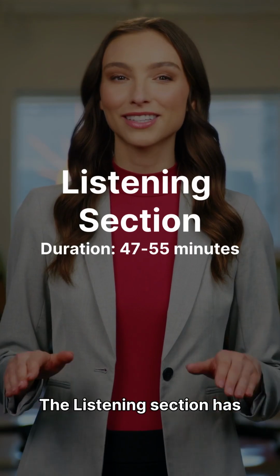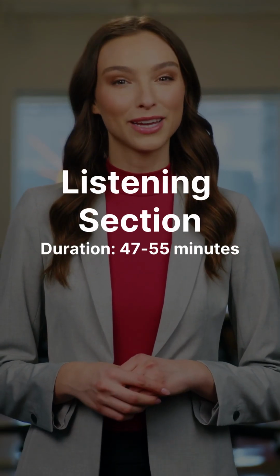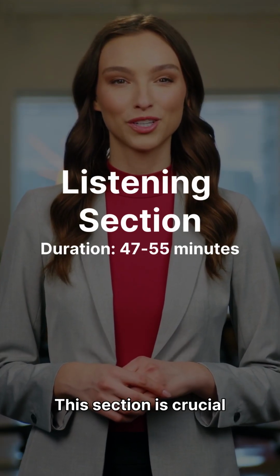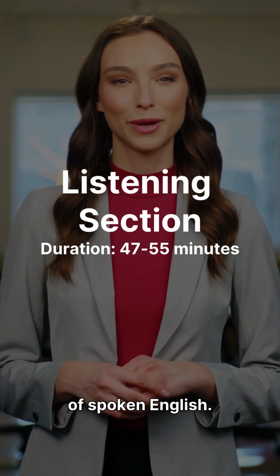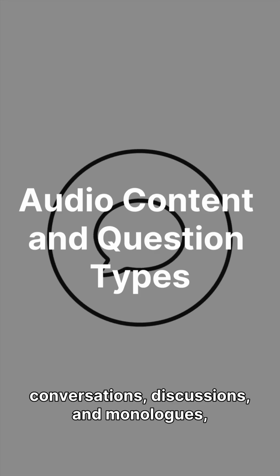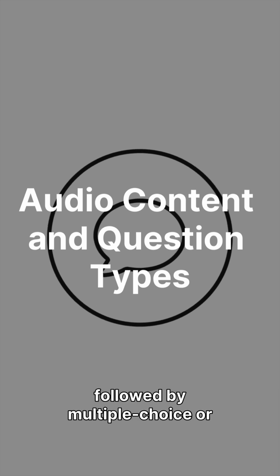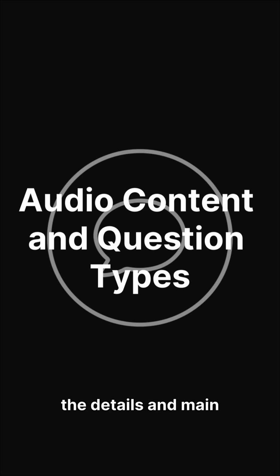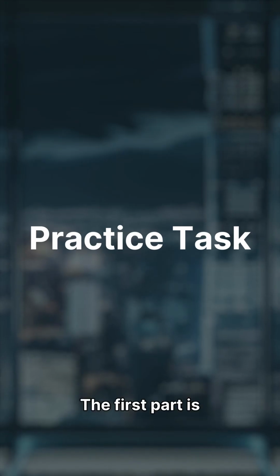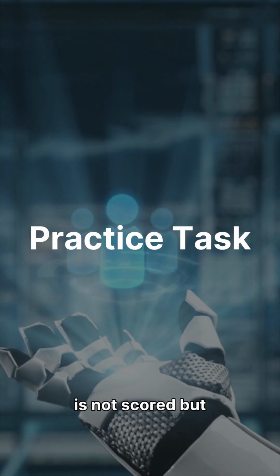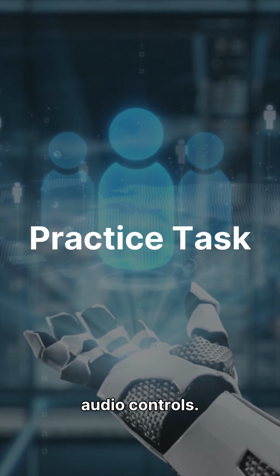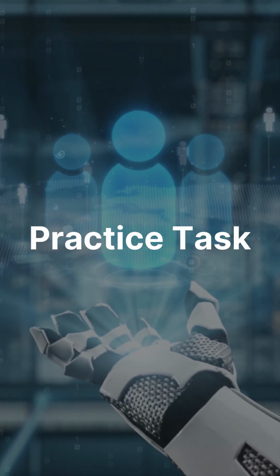The listening section has 6 parts and takes just under an hour, specifically between 47 to 55 minutes. This section is crucial for demonstrating your comprehension of spoken English. You'll hear a variety of audio content, including conversations, discussions, and monologues, followed by multiple choice or fill-in-the-blank questions designed to test your understanding of the details and main ideas. The first part is a practice task, which is not scored but is vital for helping you get accustomed to the test format and audio controls. Use this time to adjust your headset and volume.